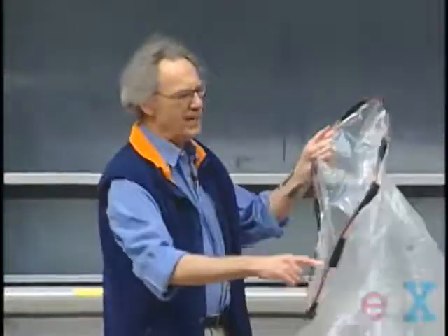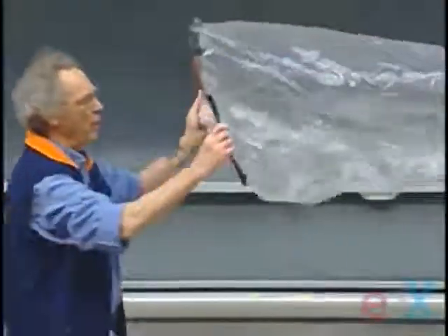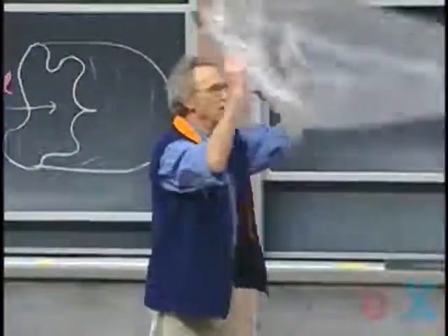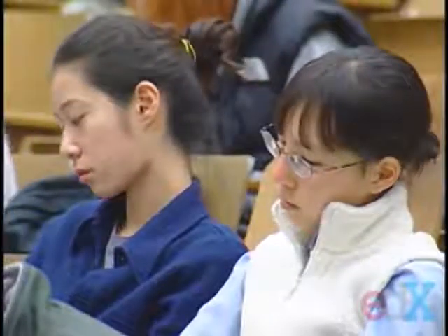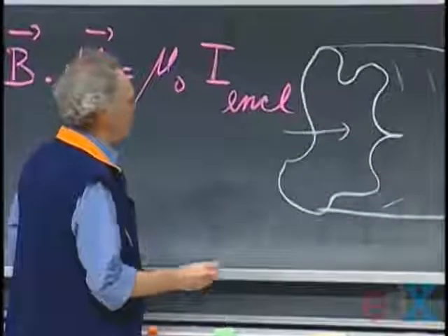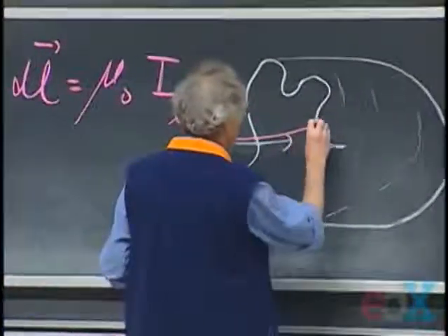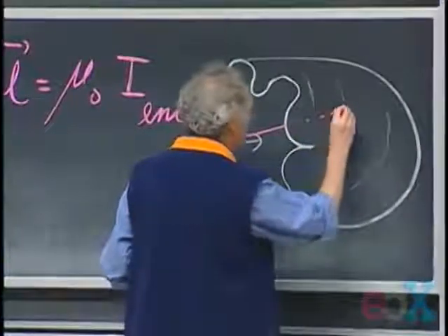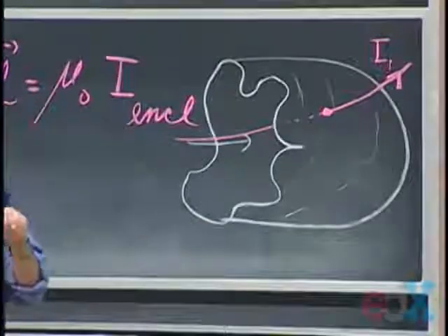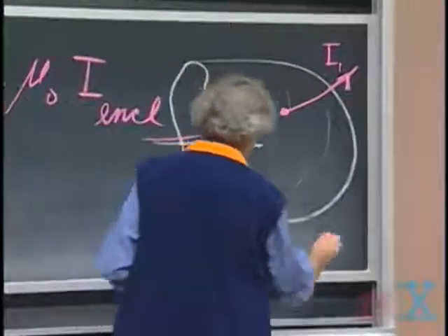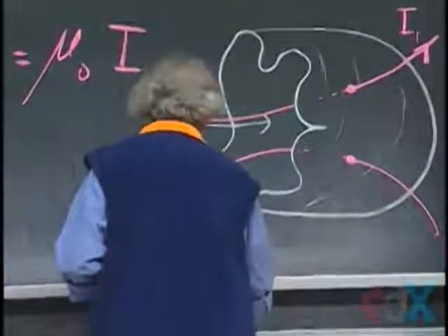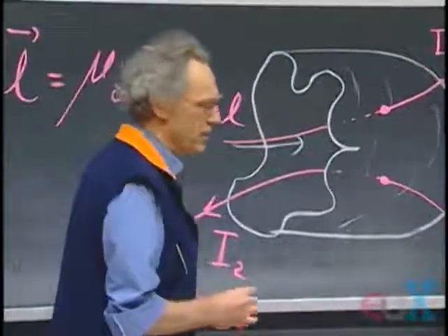So here I have some path that you could be walking, and this would be a perfectly fine open surface. Could be flat, but it could also be like a hat. And now I can define uniquely what is meant by this I enclosed. Because if I have a current that goes through this surface and pokes out here, then I have a current penetrating a surface, and that is uniquely defined. And if I have another one coming in through the surface, call it I2, this is penetrating that surface.